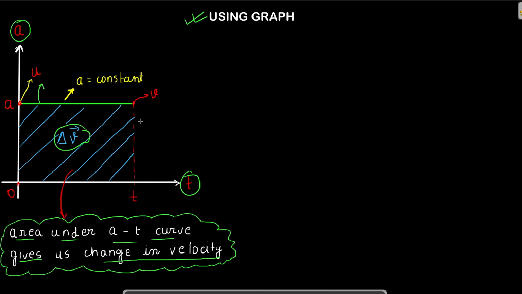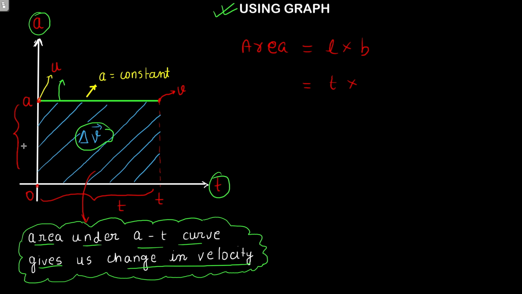So our main task is to find the area. And as we can see, it's a rectangle. The area of the rectangle is simply its length times its width. Here, if we look closely, our length is from this point to this point, which is t, so I'm going to write it as t. And its width is the acceleration a, so I'm going to multiply them. So we have got our area as a times t.